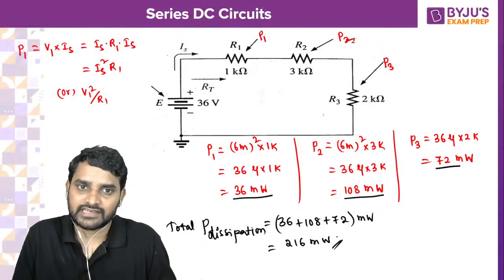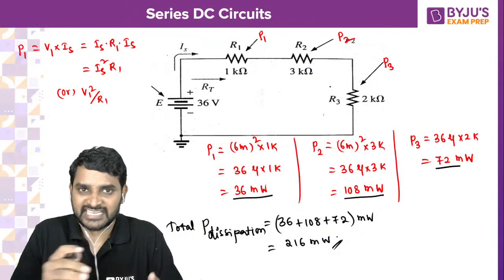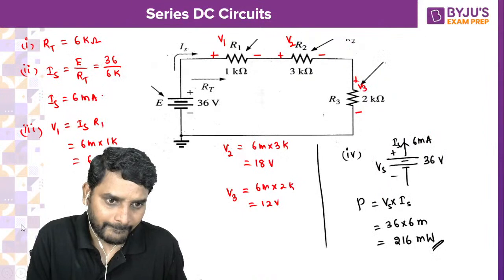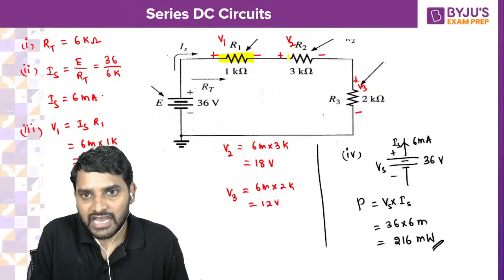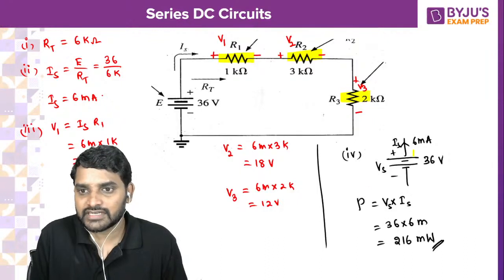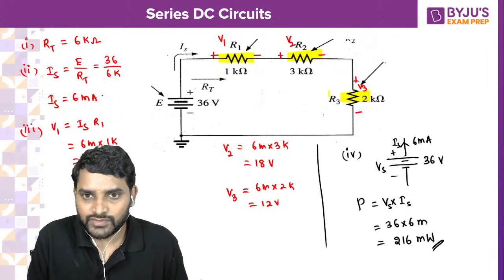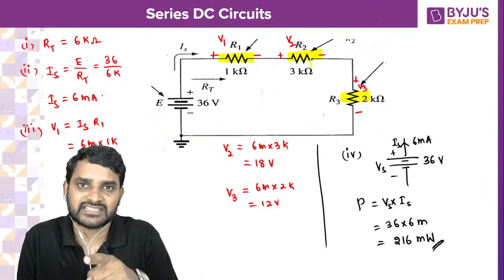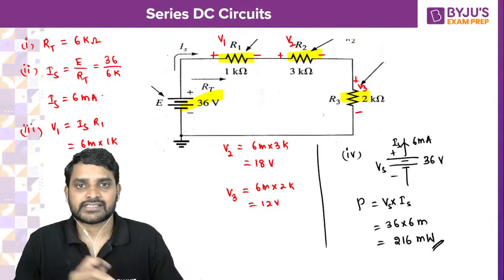It has to satisfy KVL. The voltage applied must be dropped across each and every resistor. We will check that one also. See here. Voltage drop across R1 is how much? 6 volts. Voltage drop across R2 is how much? 12 volts. Voltage drop across R3 is how much? 18 volts. So this is 12, 18 and 6. So 12 plus 6 is 18, 18 plus 18 is going to be 36. The applied voltage is going to be dropped across each and every resistor.